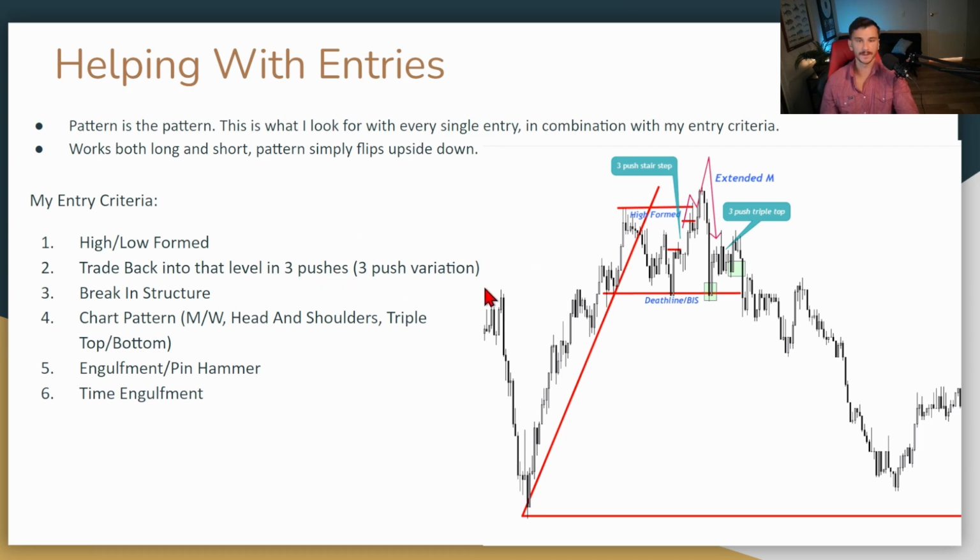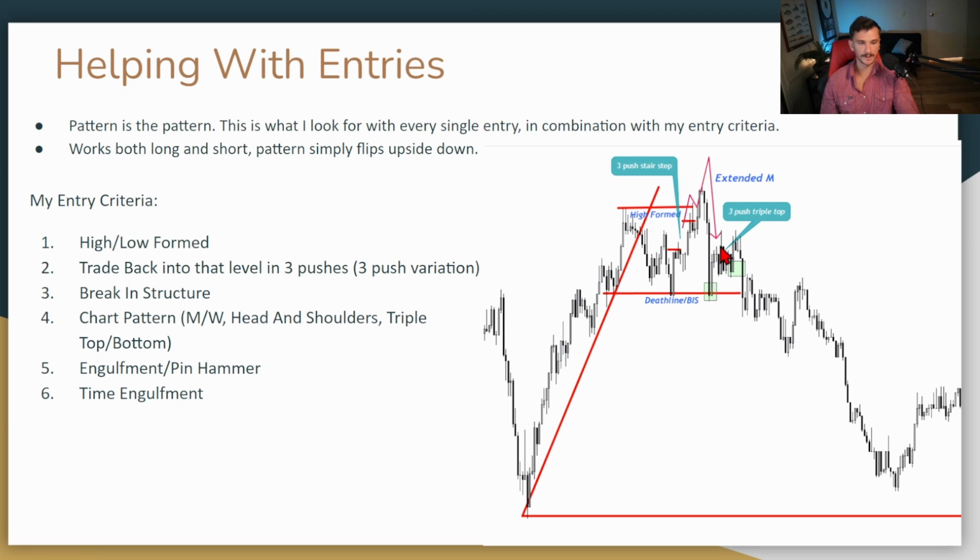Again, I have lots of videos on the different variations of the 3 push pattern. But I've got 1, 2, 3. This is a 3 push stair step back up into that high that's already been formed. And then this is a micro M. Okay, you get up, up, and then it breaks to the downside. There's your neckline right there. And this is also the break to the downside. They've broken to the downside.